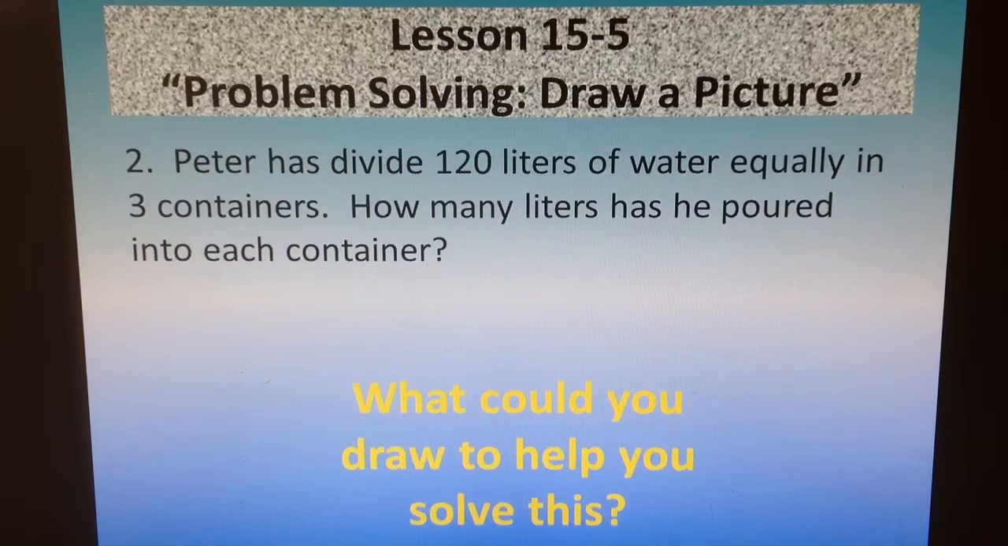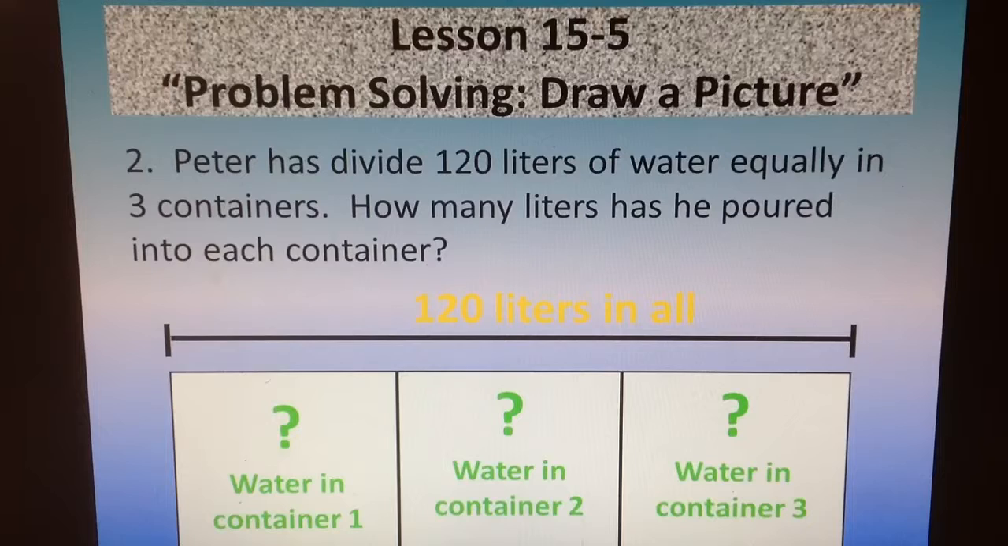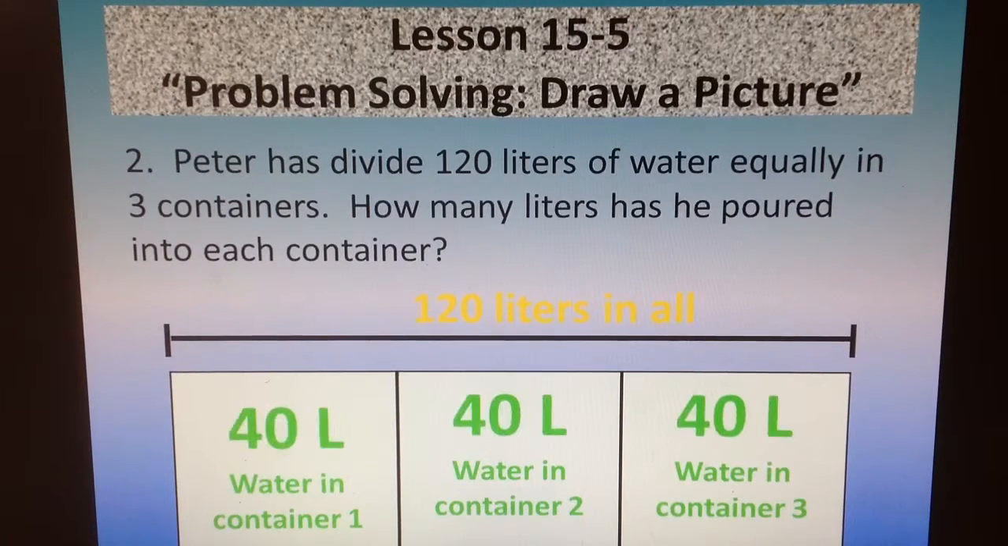Peter has to divide 120 liters of water equally into 3 containers. How many liters has he poured into each container? Think about how many parts your part-part whole map would have and what would go in each of the boxes. That's what it should look like. 120 is the big number, it goes on top. 40 in each of the boxes.